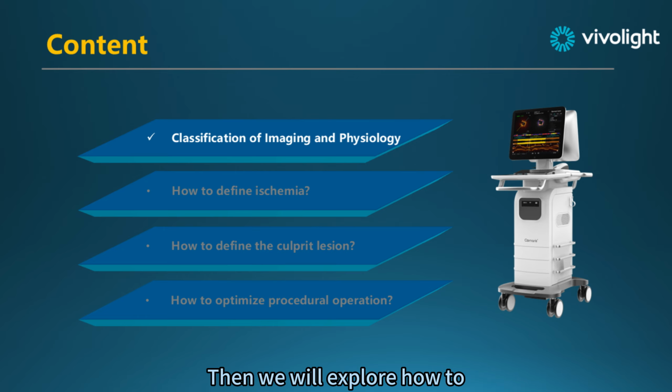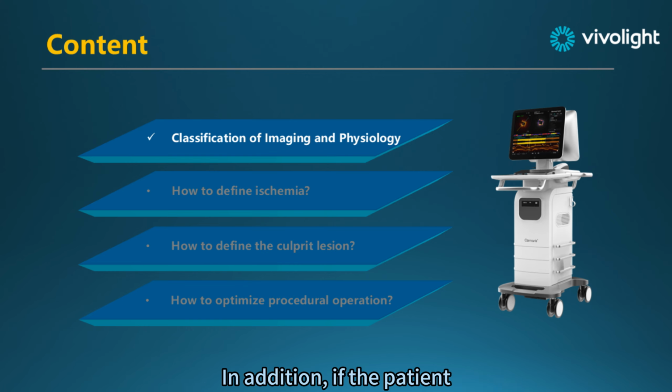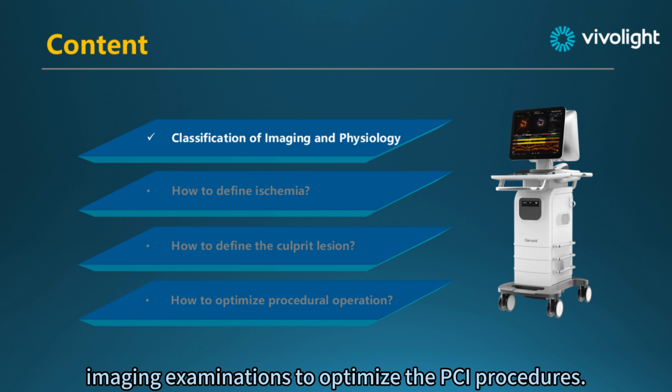Then we will explore how to define whether a lesion causes ischemia. In addition, if the patient has multiple lesions, how should we define the culprit lesion and decide which one to treat? Finally, we will discuss how to use imaging examinations to optimize the PCI procedures.